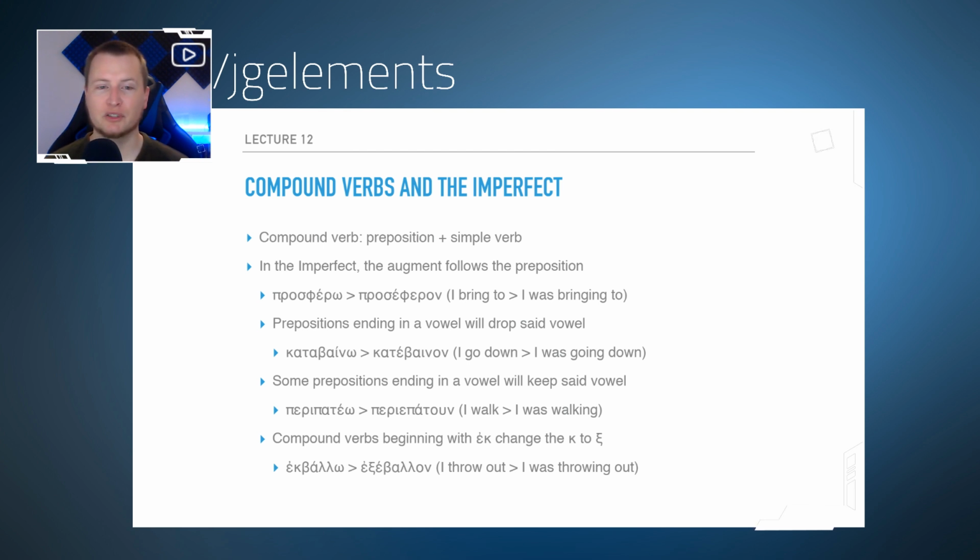Now, some prepositions ending in a vowel will keep that vowel. Peripateo is one of them. And then it adds the augment. So periepatoun. Again, you see the augment and you see the secondary ending. So you know you're dealing with imperfect.